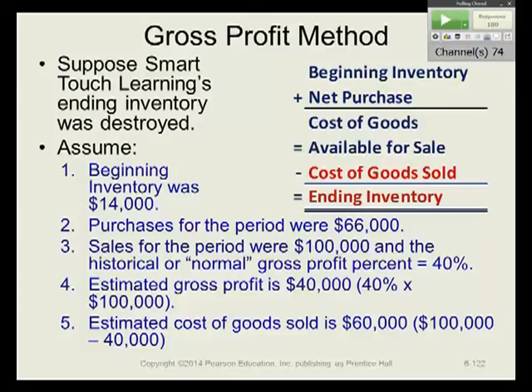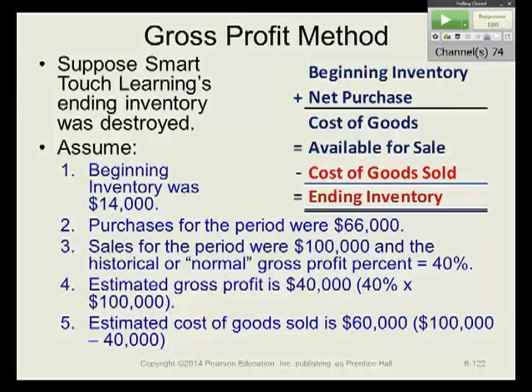I'll give you a simple example, and then we'll show you the retail method. The retail method is built in a very similar way, where you'd have to come up with an estimated cost of goods sold. And the way you can come up with an estimated cost of goods sold: if you know your sales, you could estimate gross profit. How do you estimate gross profit? You could base it on a historical gross profit percentage.